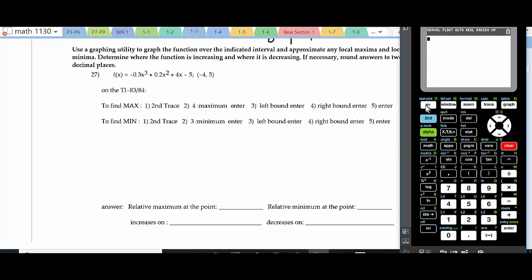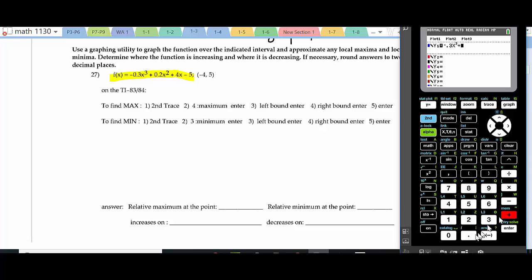So what you want to do is press your y equals button and put this function in. Go ahead and do that. So you have negative, and remember, if you use a negative, use that. Don't use the subtraction key. I see students do that all the time. So that's negative 0.3 x to the third. That's your raised to key. X to the third. Be sure you bring that exponent down like that.